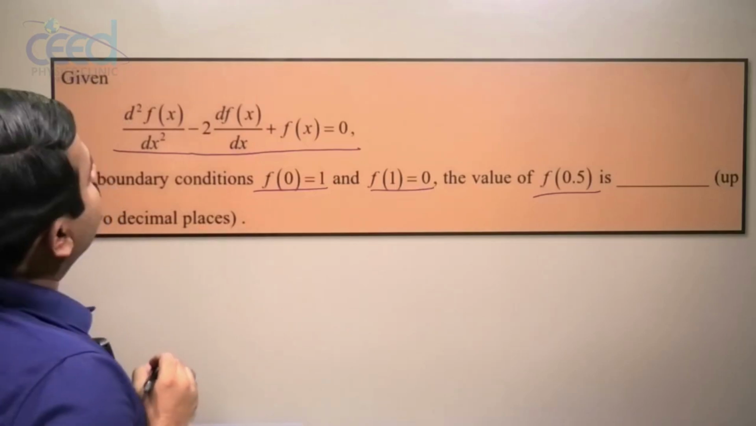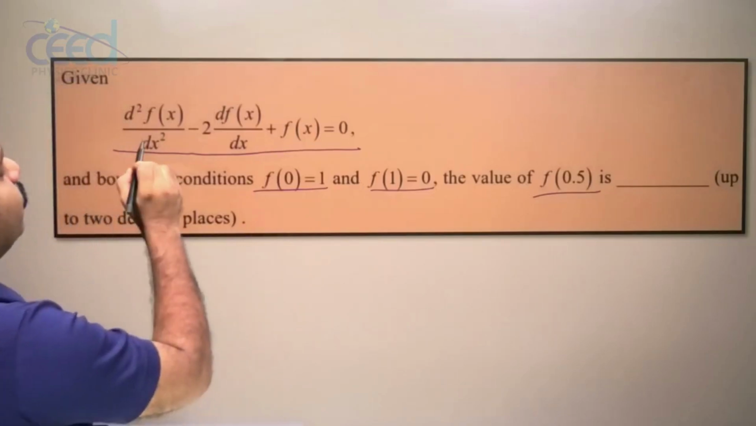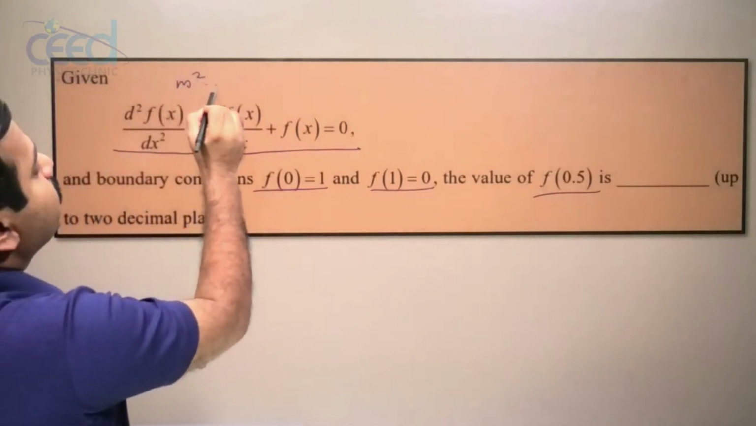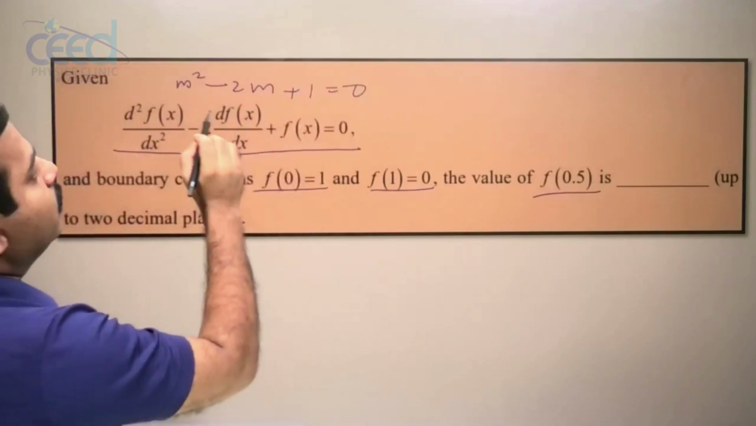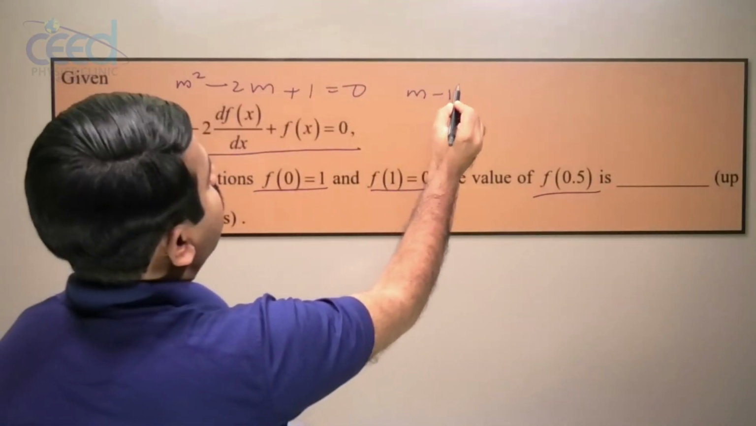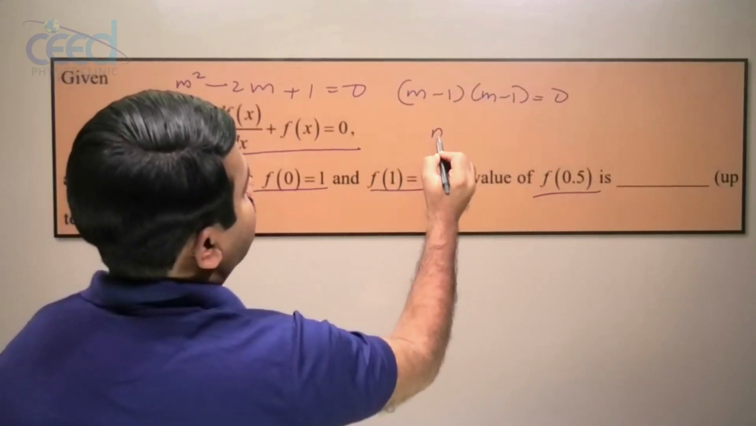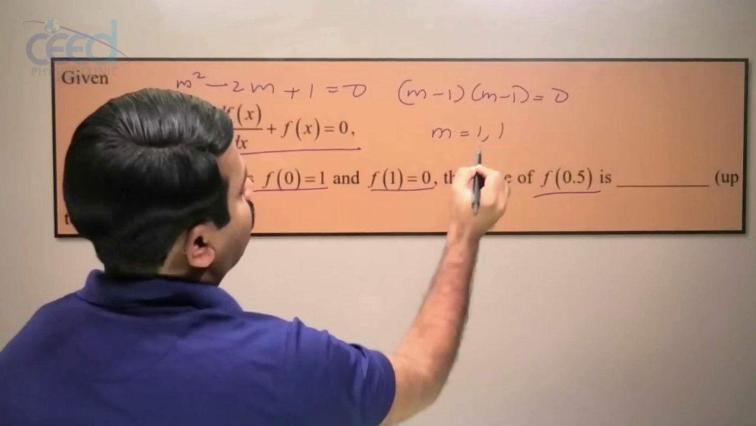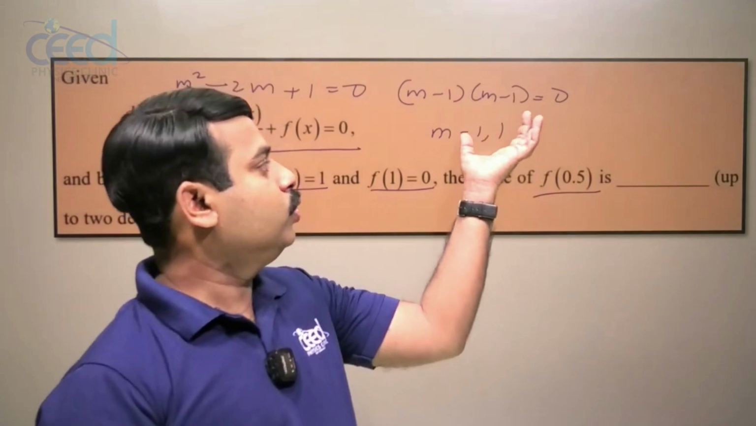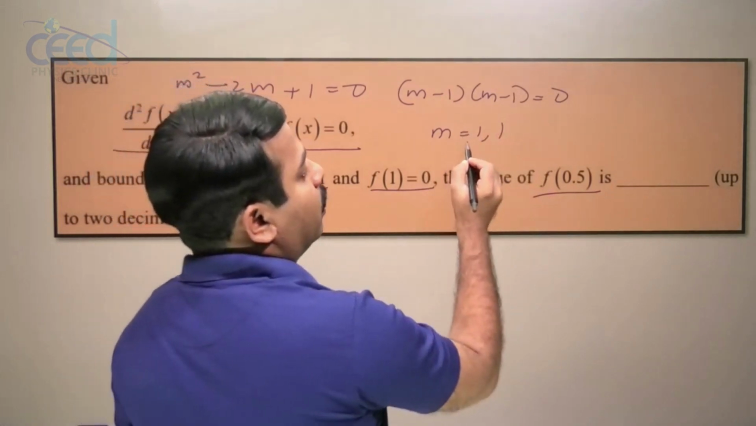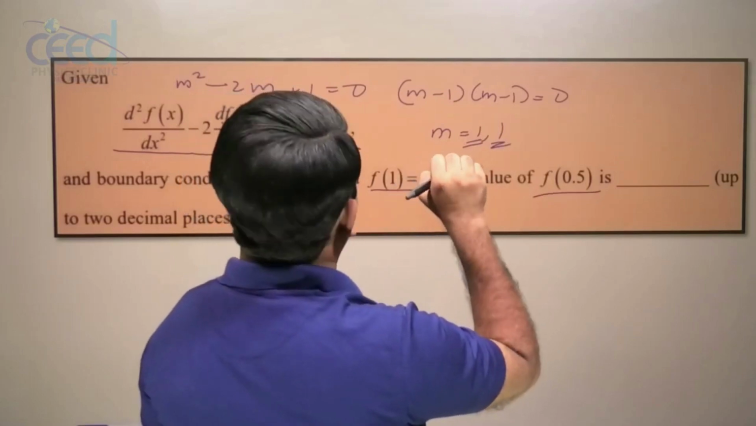the auxiliary equation first, because this is a second order linear differential equation. So we can write m² − 2m + 1 = 0. Then this I can write as (m − 1)(m − 1) = 0, that is m = 1, 1. By solving we have two roots, the same root, then what is the solution?